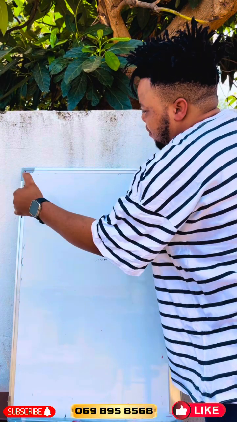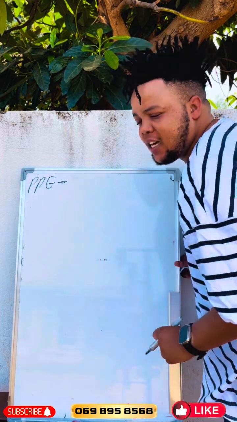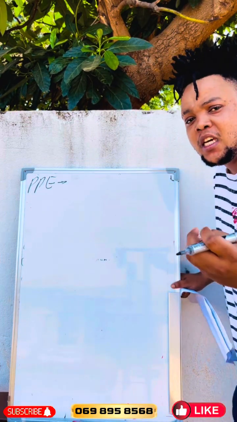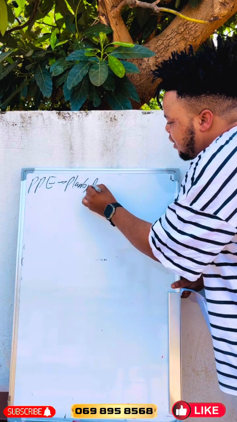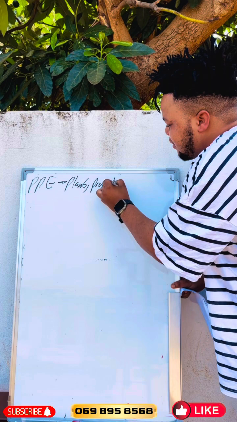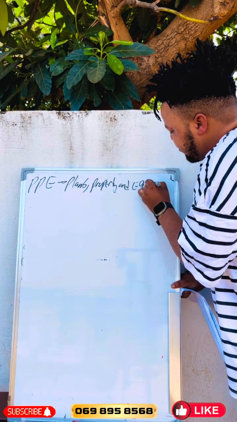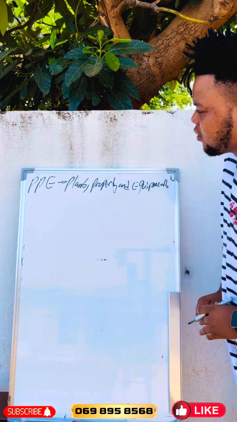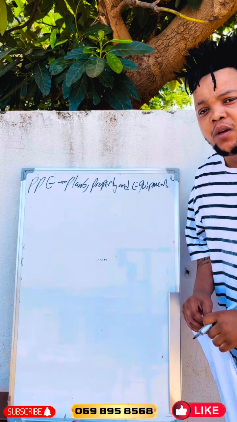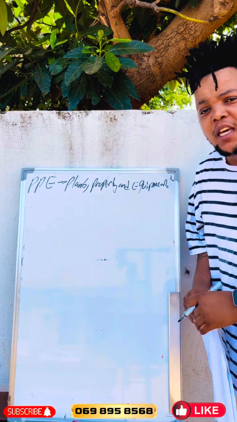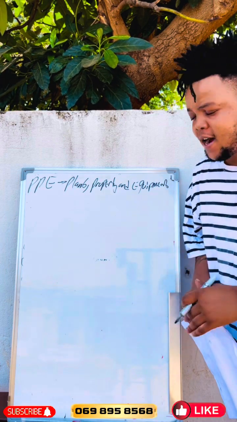So today I want us to discuss PPE at a varsity level. PPE simply means plant, property, and equipment. So PPE is the same as plant, property, and equipment, which is the same as fixed assets, the same as tangible assets.